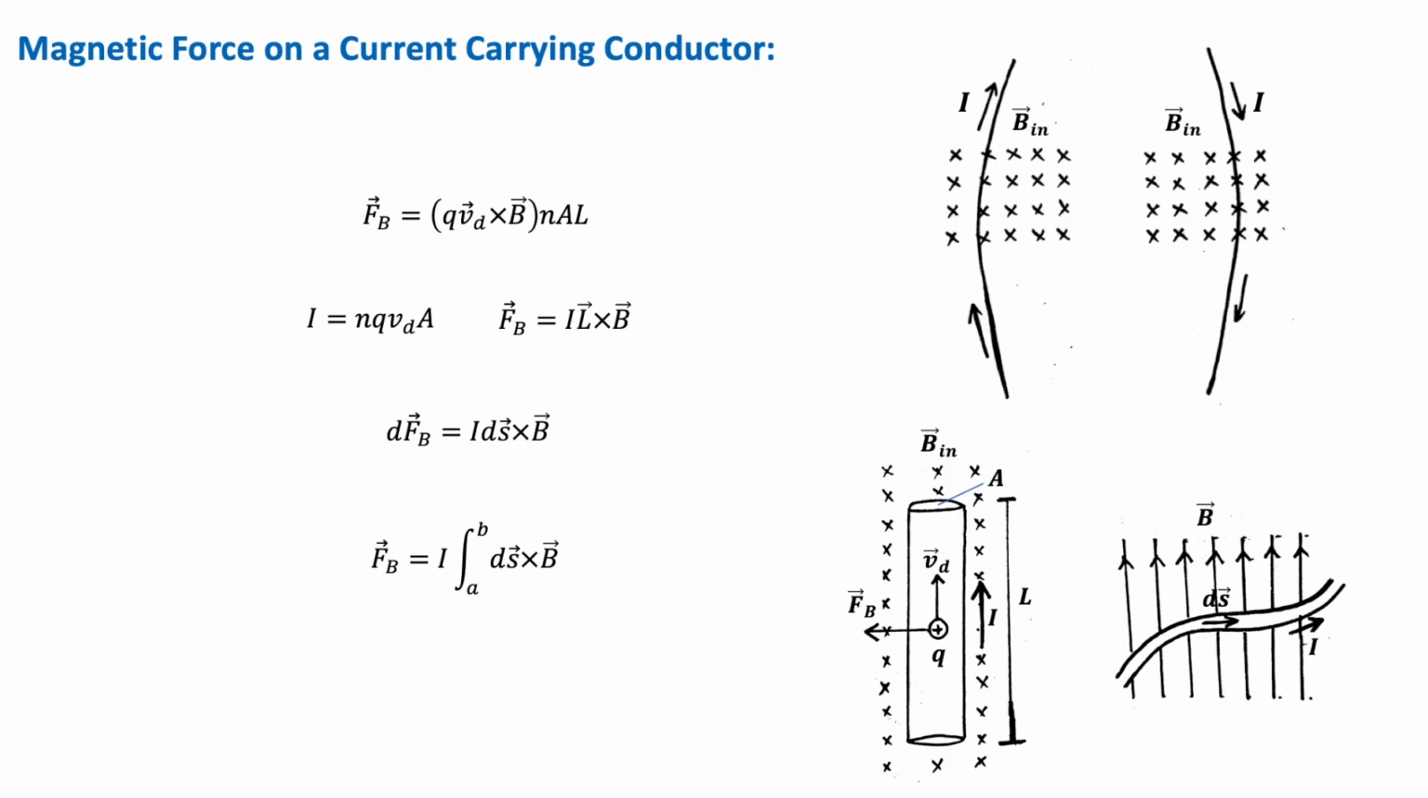So this shows that the force on the wire element dF is maximum if B is perpendicular to the element, right? And is zero if B is parallel to the element. So the total magnetic force F_B on the wire between two points A and B is equal to I times the integral from A to B of ds cross B.